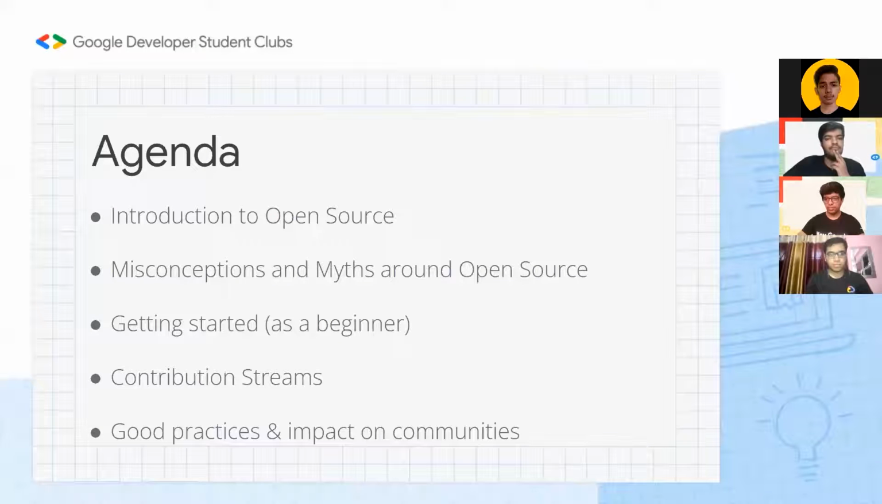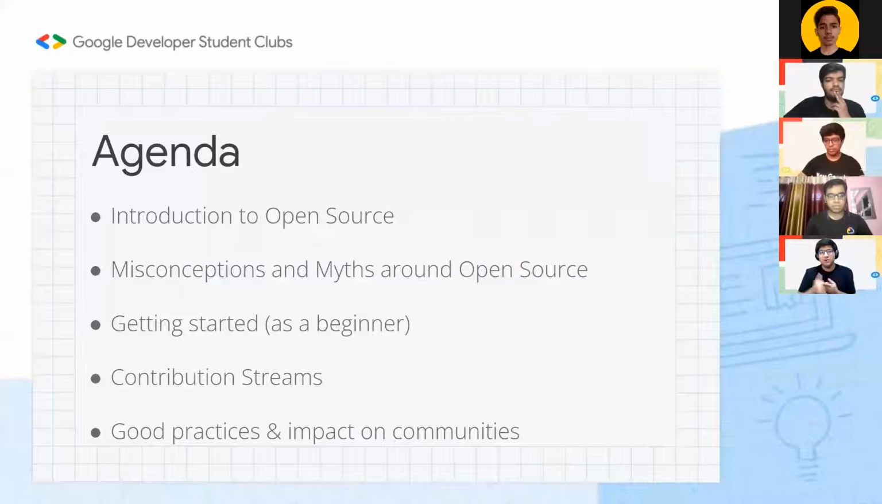And last, but probably one of the most important, we're going to talk about good practices within open source: how we should ideally work in the space, how we've learned about these aspects in our organizations, and, of course, how open source potentially impacts these communities that we work with. So it seems like a lot, but I think it's going to be fun.